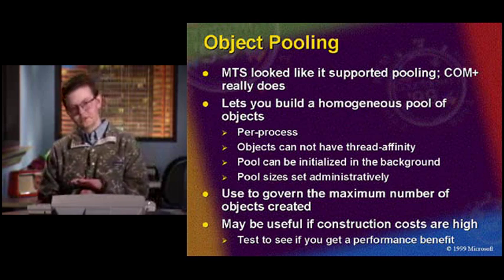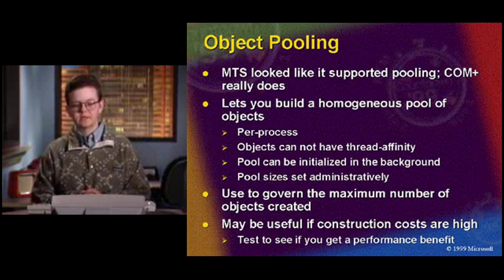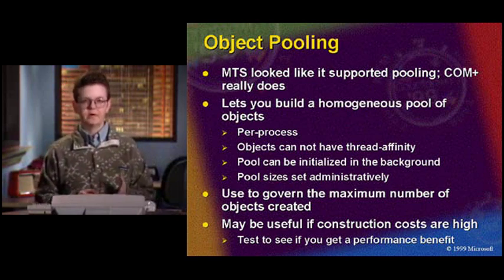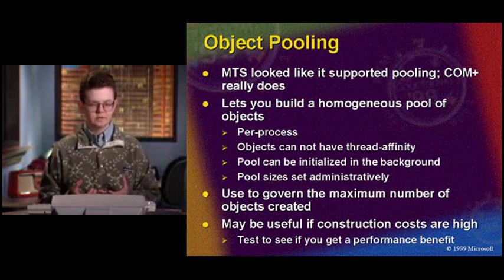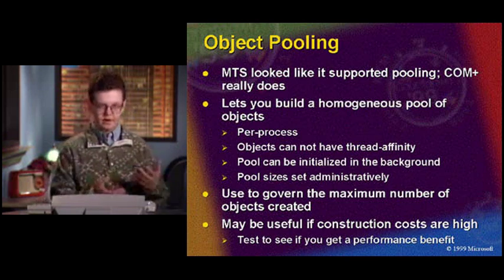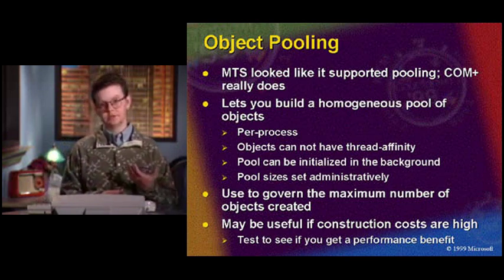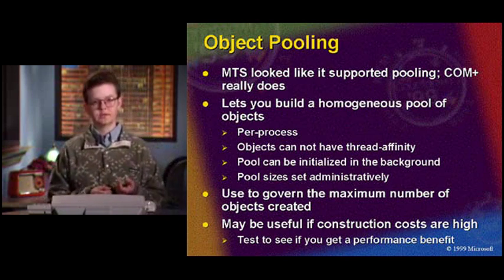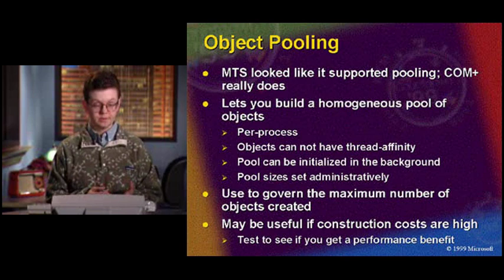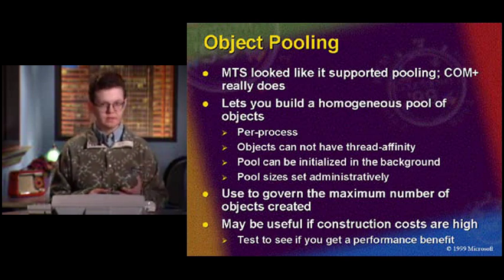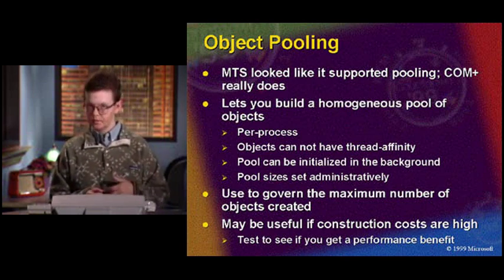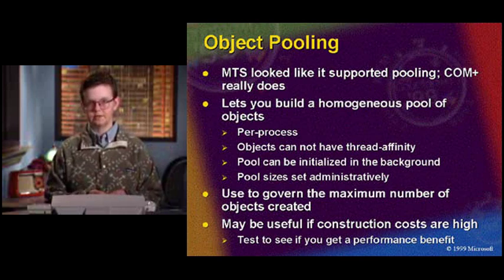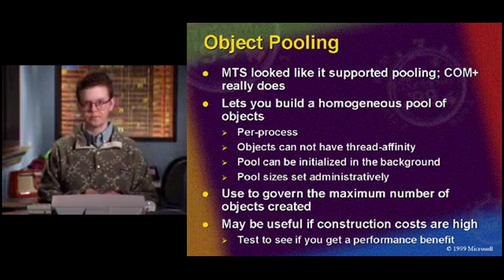There are good things and bad things about this. The good thing is that if you have objects that are very expensive to create, this is a great way to create them in the background and create them ahead of time and then just access them very quickly. It also gives you a way to govern the maximum number of objects that can be created. Otherwise, if there are 10,000 clients that ask for a particular object, we would just go ahead and create the 10,000 objects, whether the system was able to support that or not.